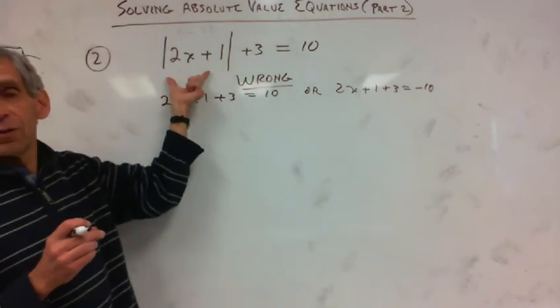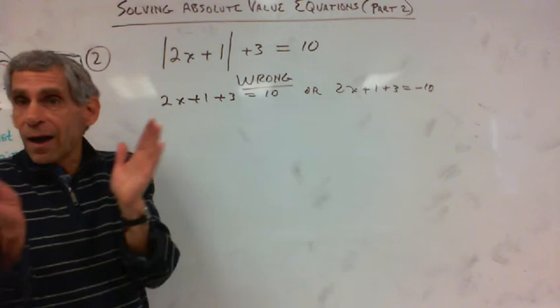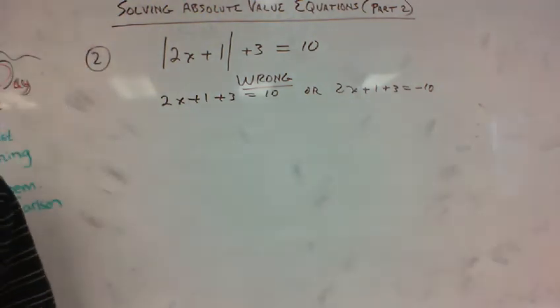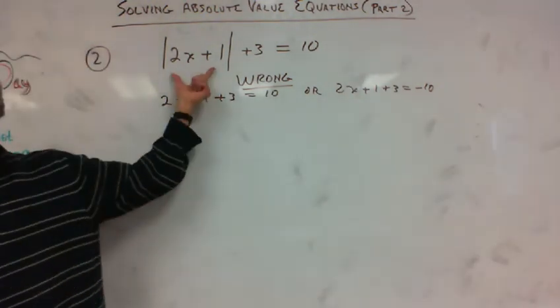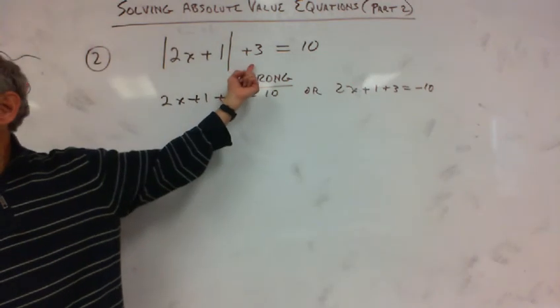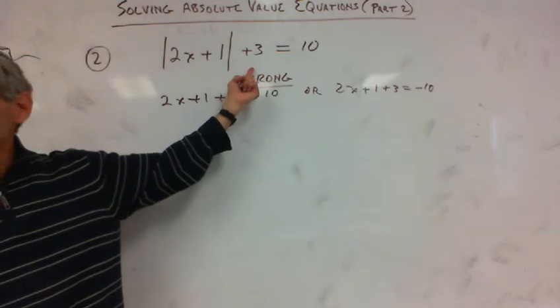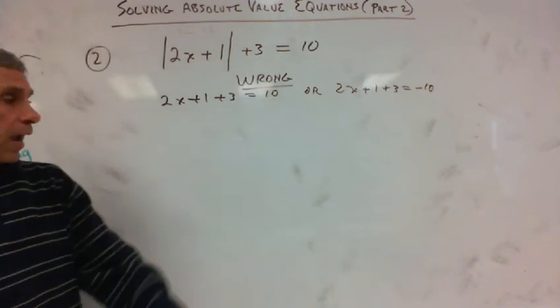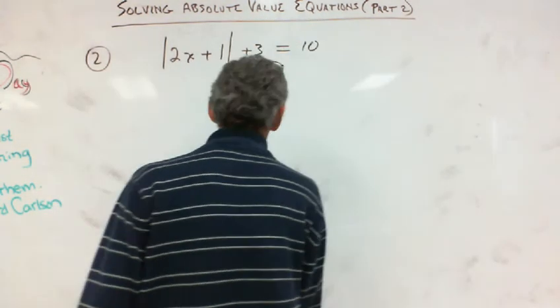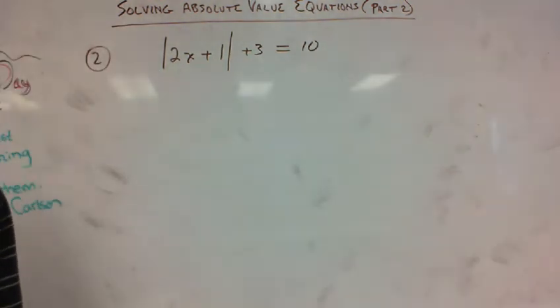This is the absolute value. They cannot be merged yet, right? So what Lucinda just suggested is, let's make this isolated. In other words, get rid of that 3. And how do you move the 3 to the other side? You just subtract, right?